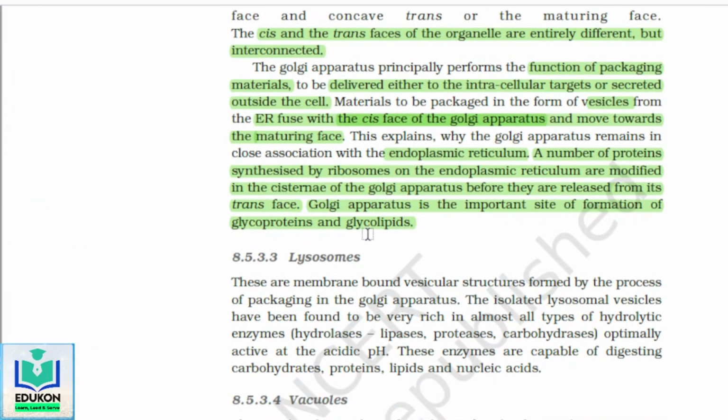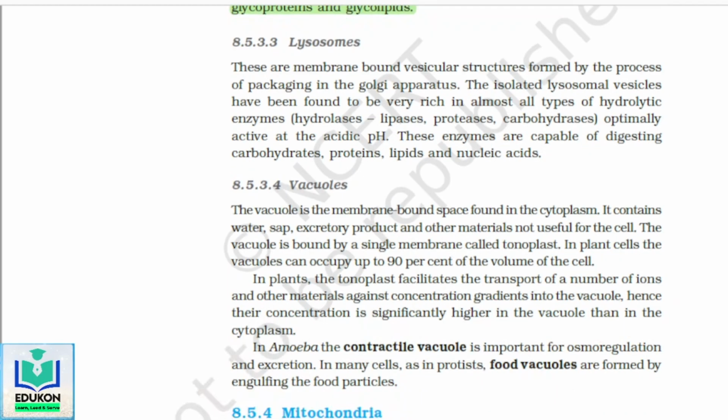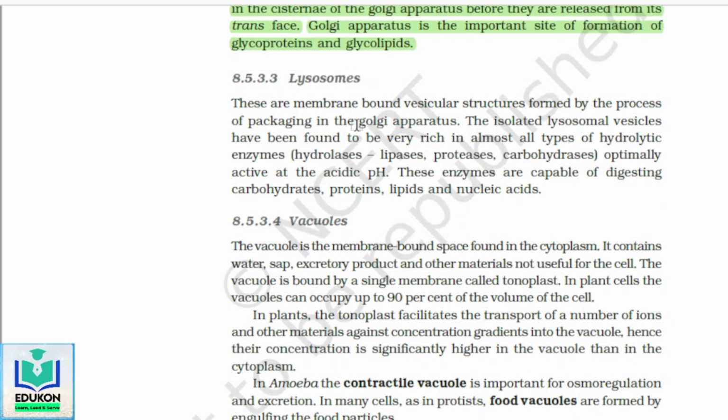Remember the thing, glycoproteins and glycolipids. Golgi apparatus is the important site for their formation. Coming back to lysosomes, these are membrane-bound vesicular structures formed by the process of packaging in the Golgi apparatus. Lysosomes are membrane-bound vesicular structures. Okay, this is a single term we must remember. Where is it formed? It is formed in the Golgi complex by the process of packaging. As I told you, the function of the Golgi complex is packaging.